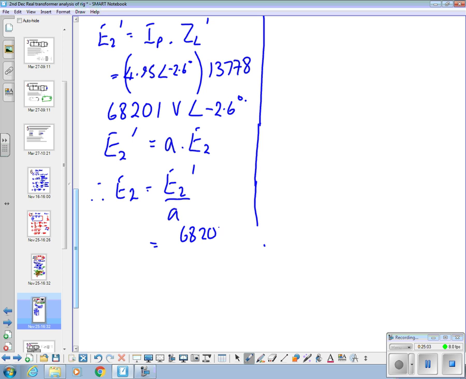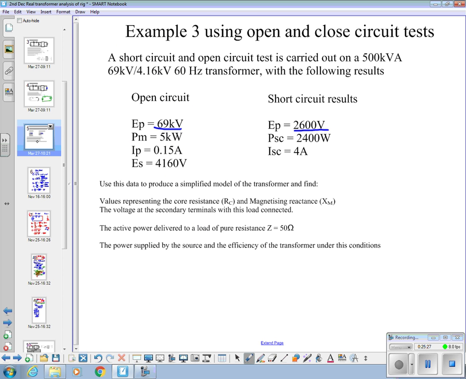So we're 68201 angle minus 2.6 degrees over 16.6, which is 4108 volts, angle minus 2.6 degrees. Does that make sense with the data you've been given? Oh yeah, E secondary, sorry. E secondary nominal is 4160, so it does make sense. Yep. So round about that figure.